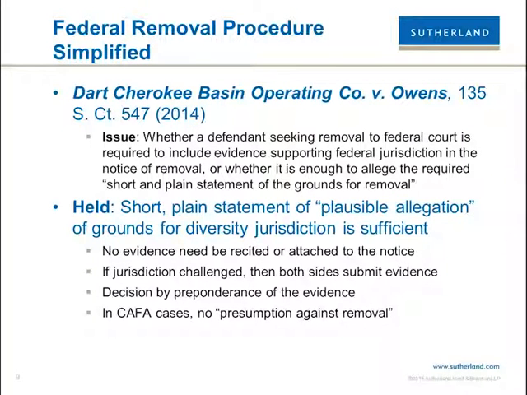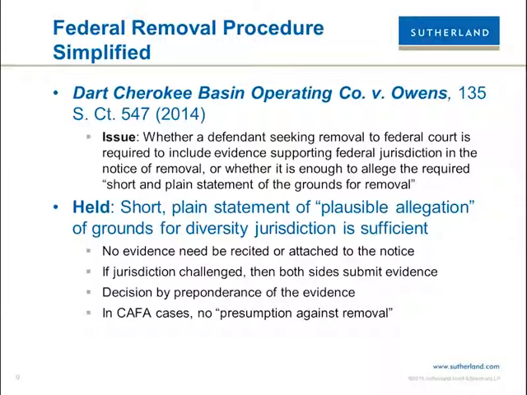In the Dart case, the court relieved decades of uncertainty about what must be attached or provided with a removal notice when it held that only a short and plain statement of a plausible allegation of grounds for diversity jurisdiction is required. That short, plain statement language is borrowed from the civil rule, and the plausible allegation standard is familiar from those who have followed developments in the motion to dismiss area with the well-noted Iqbal and Twombly cases that set forth that plausibility standard. So the jurisdictional allegations must be plausible in light of the pleadings attached, but no evidence or affidavits need to be provided or filed with the removal notice any longer.